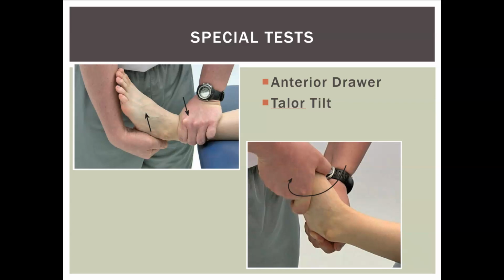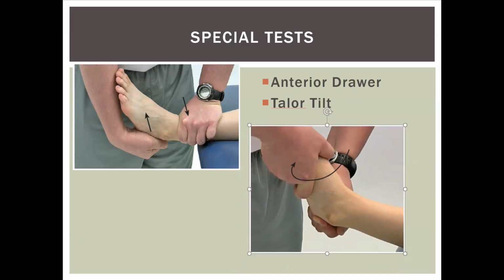I particularly like having the same hand placement as the anterior drawer, where one of my hands would be right here, holding the distal portion of the tibia and fibula, and then the other hand would be holding the calcaneus. That way I'm not getting any type of mid-foot movement, and I can isolate either the lateral ligaments for inversion or the deltoid ligament for eversion.